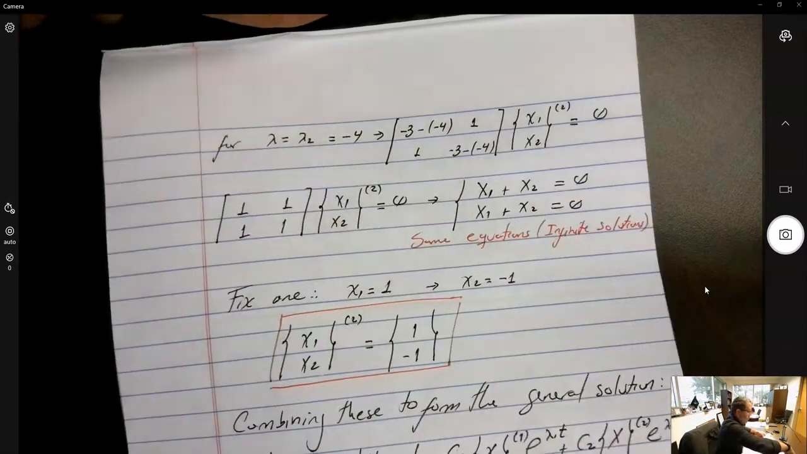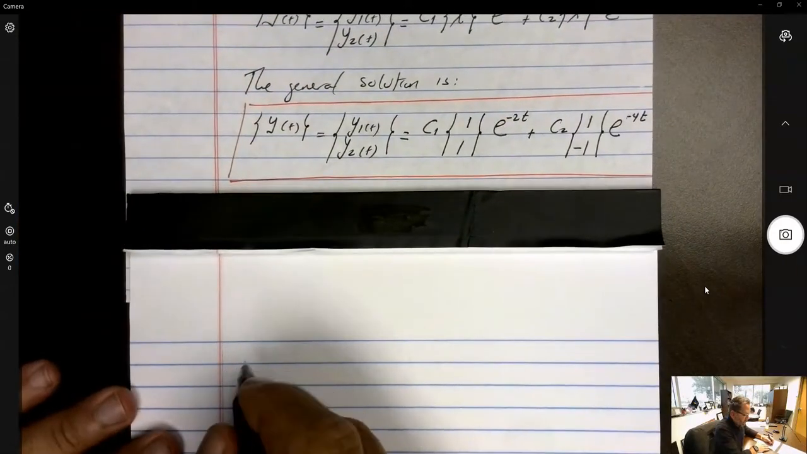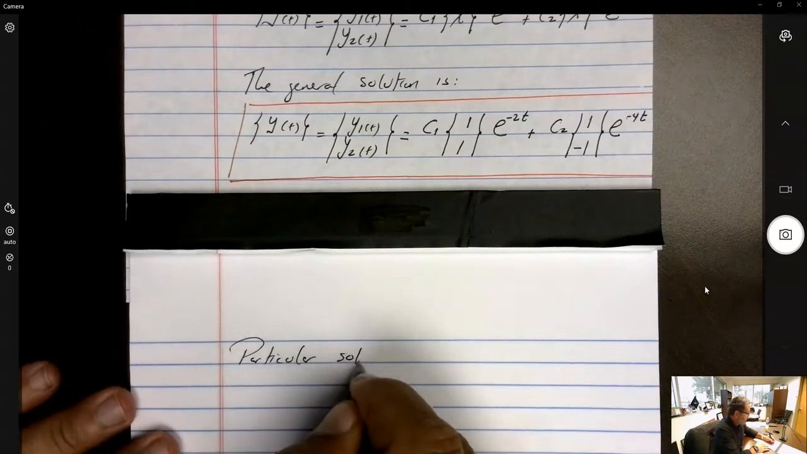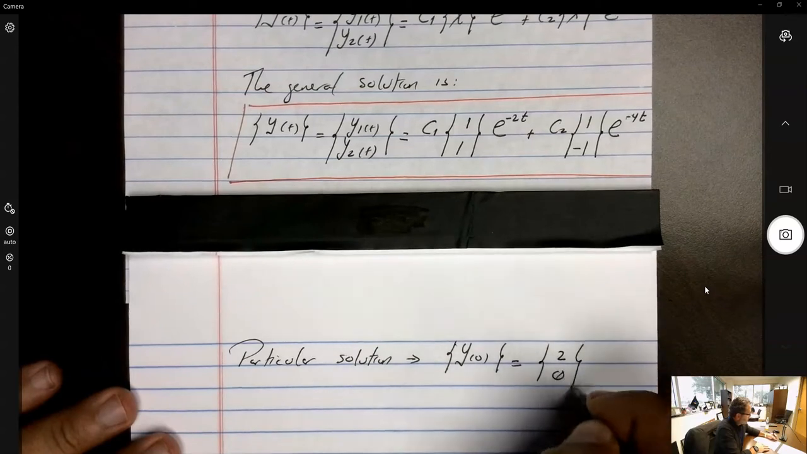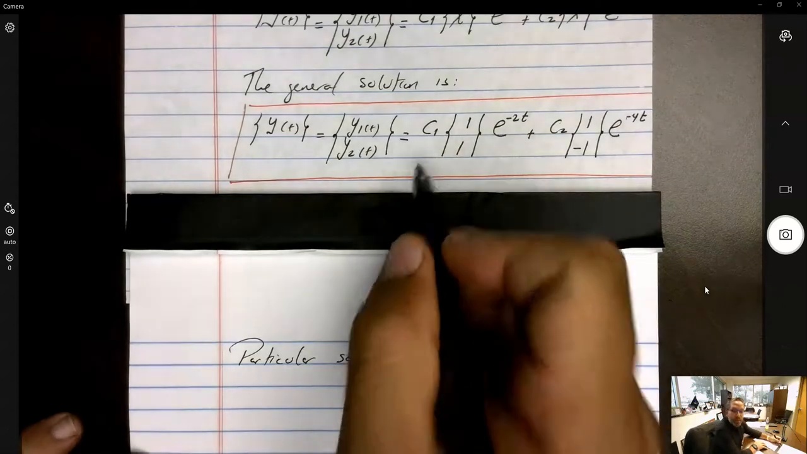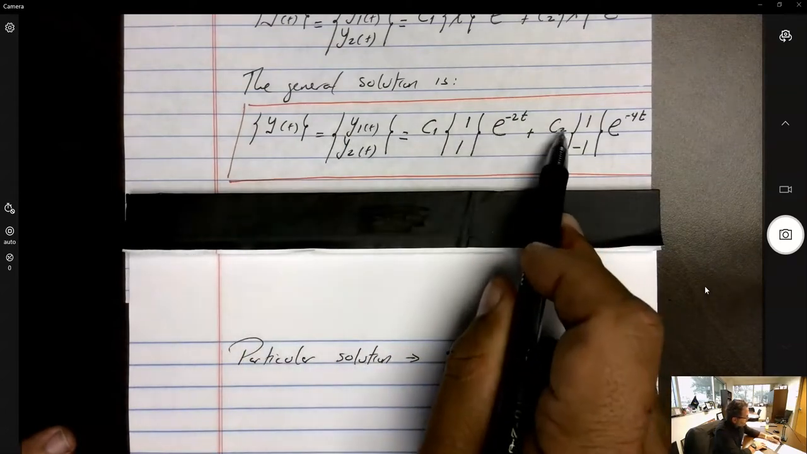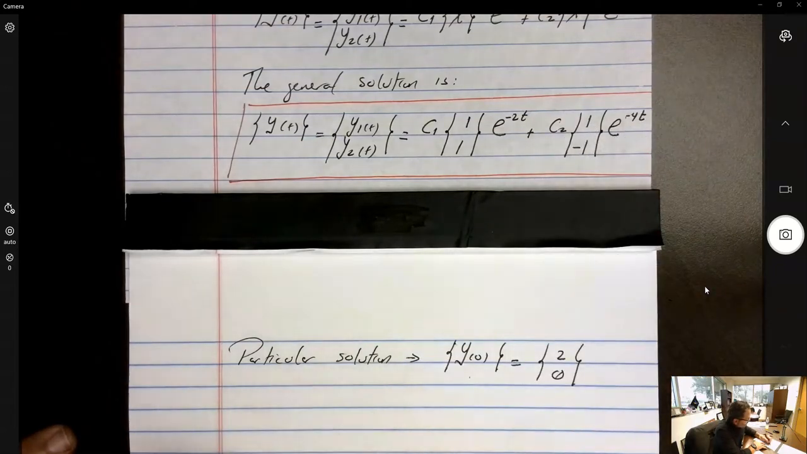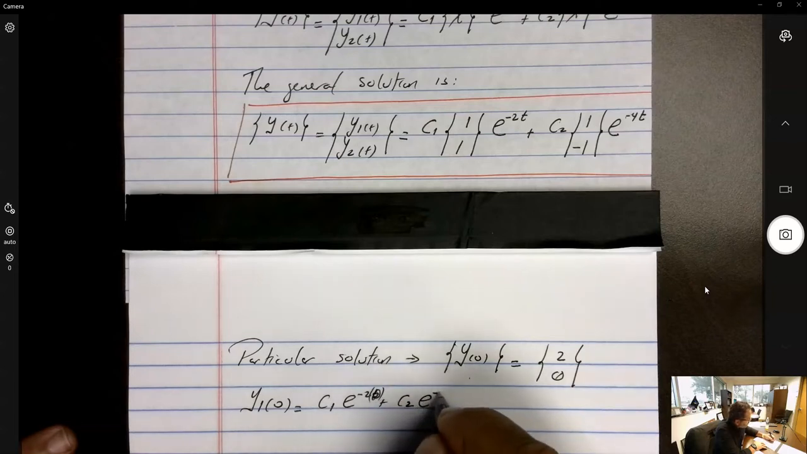All right. So now let's figure out what the particular solution is. In order to find the particular solution, let y of 0, or impose the given initial conditions, that y1 at time equals 0 is equal to 2, and that y2 at time equals 0 is equal to 0. And then plug that into the general solution. Remember, the first equation is y1 equal to c1 times 1 times e to the minus 2t plus c2 times 1 times e to the minus 4t. So we're going to say y1 at time equals 0 is equal to c1 times e to the minus 2 times 0 plus c2 times e to the minus 4 times 0, and that's equal to 2.